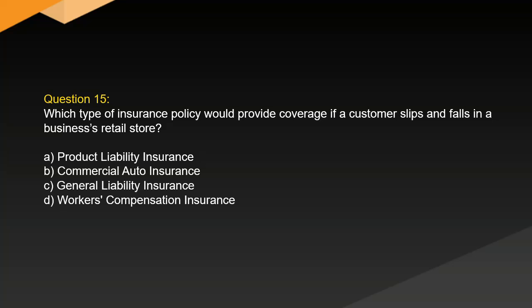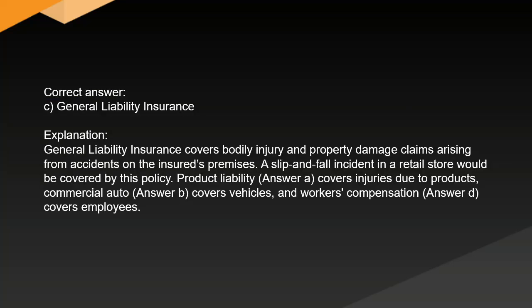Question 15. Which type of insurance policy would provide coverage if a customer slips and falls in a business's retail store? A. Product liability insurance. B. Commercial auto insurance. C. General liability insurance. D. Workers' compensation insurance. Correct answer. C. General liability insurance.